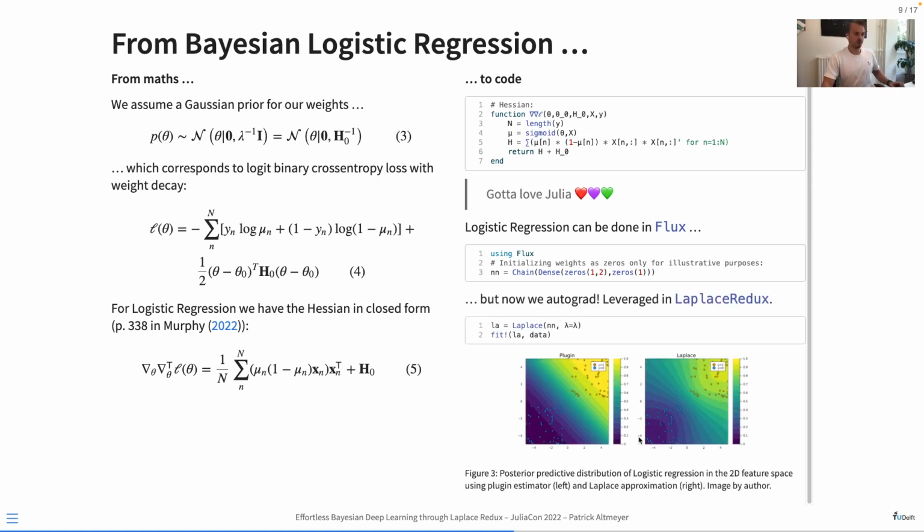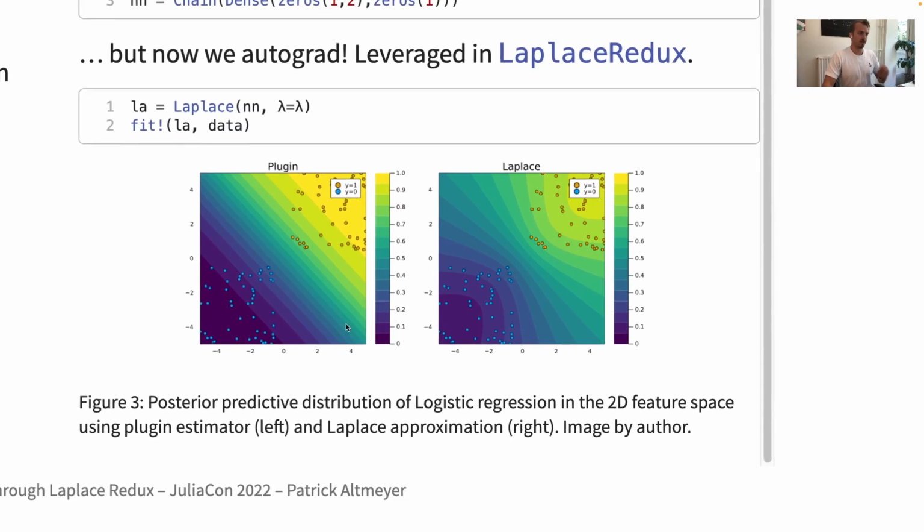And here we have the first output from the package. We can see that on the left, we have the plugin approximation for the simple binary classification problem. And on the right, using the simple API call, the Laplace representation of that neural network. And we can see that these contours fan out. So far away from the training data, our predictions are conservative. So we don't predict with high confidence.